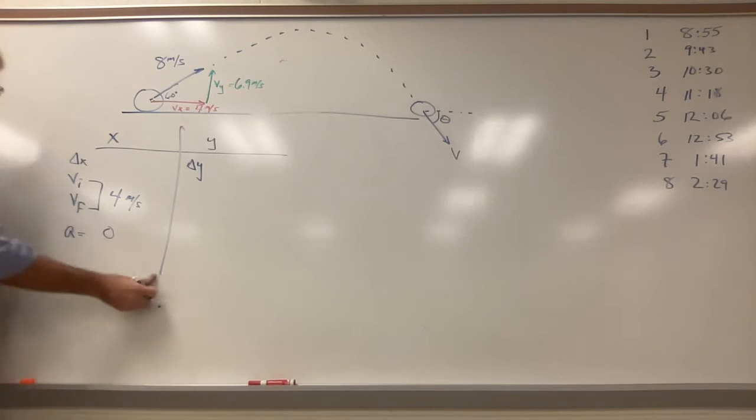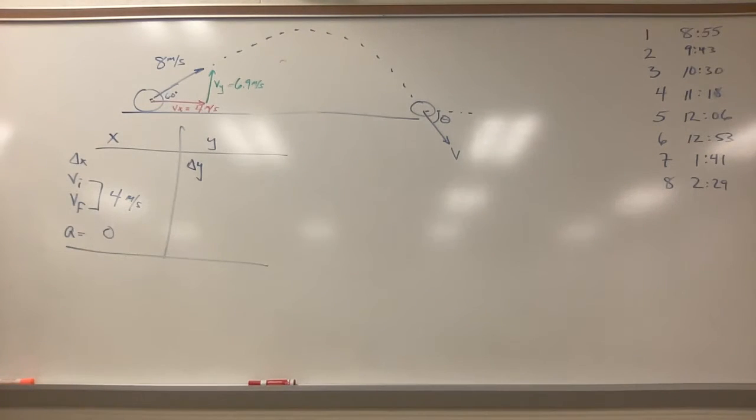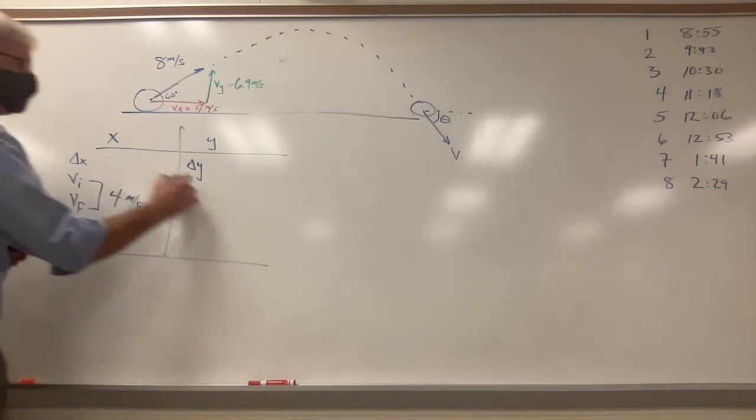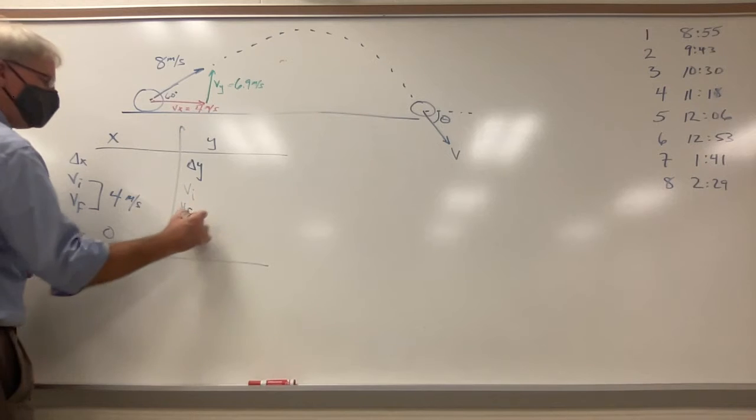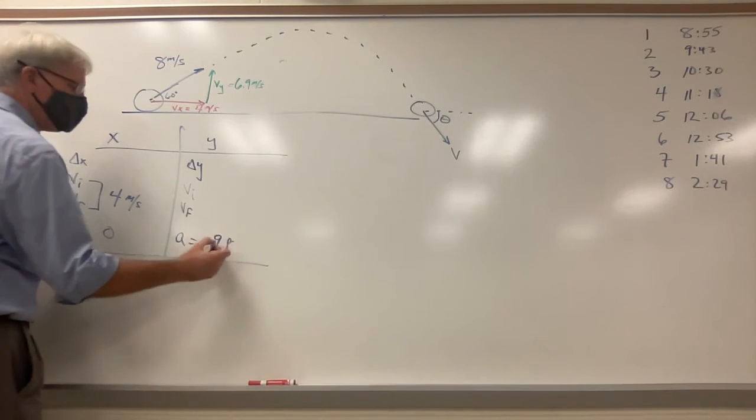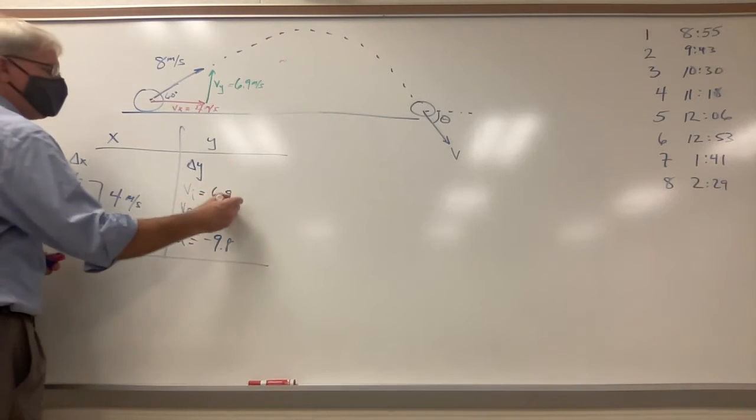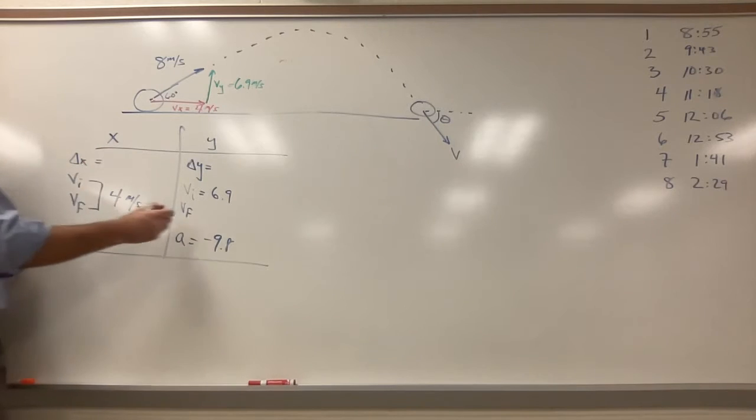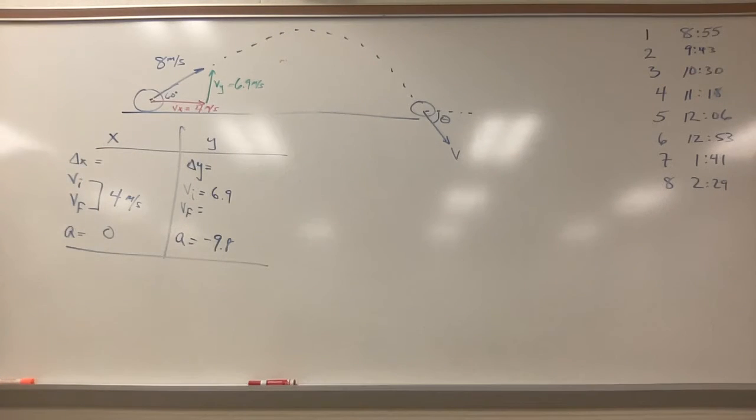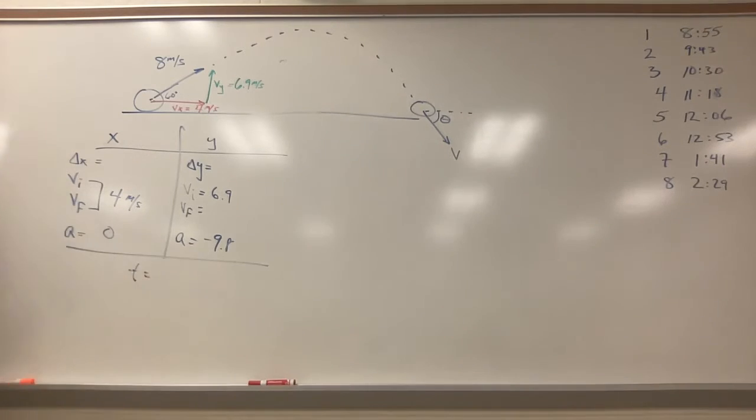Nothing, because there are no forces unless air resistance, but never take air resistance into account unless the problem says you have to. Okay, so Vi, Vf, acceleration is negative 9.8. This is 6.9. And then we need time down here. Change in y is 0.